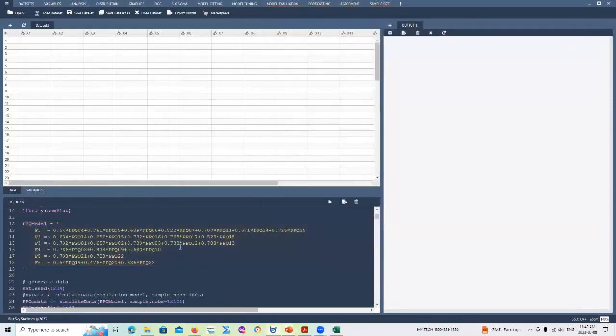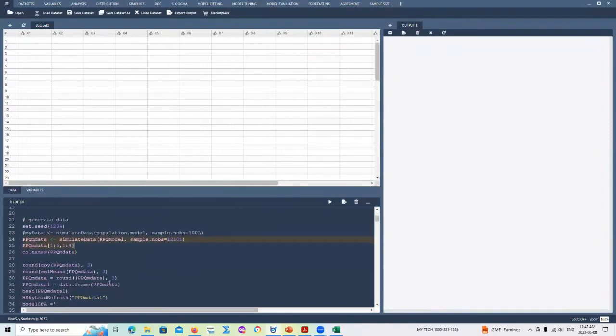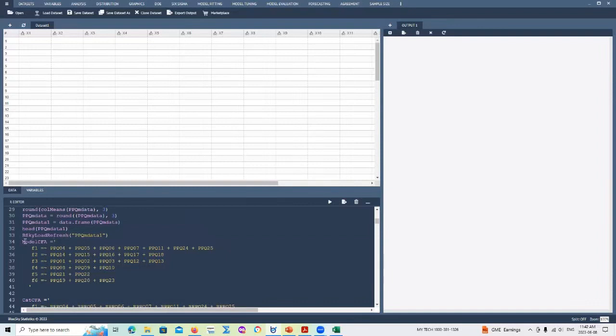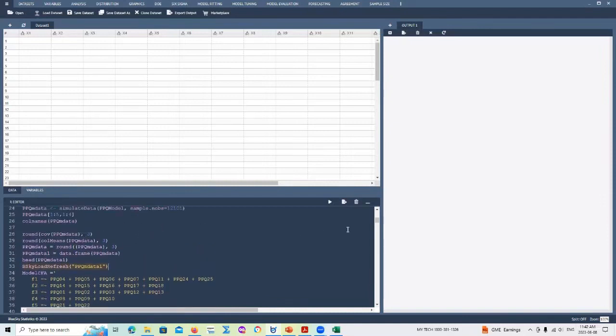So once you do this, the command is just to simulate data, and then these are just doing some data management. They are not a big deal. And this command here is to save it as a data set so I can do other things. But for this particular case, for the demonstration, we don't really need it.